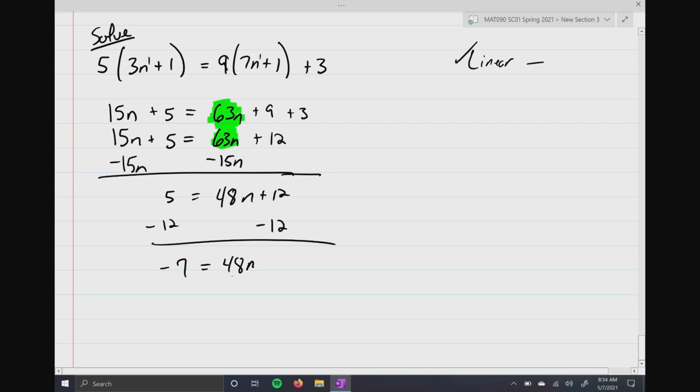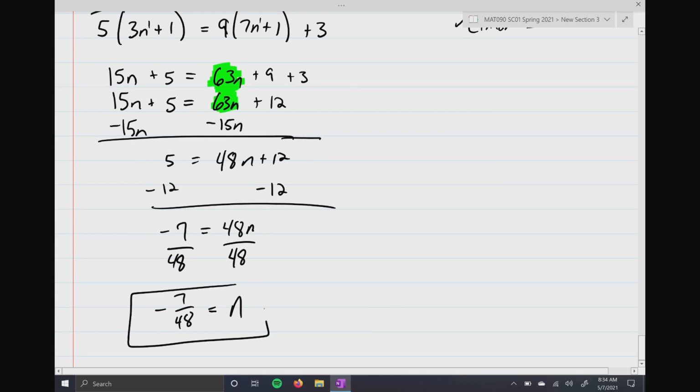And then step 5, I divide both sides by the number in front of the variable, which is called the coefficient. And we get negative 7 over 48 equals n. Okay? Are there any questions there? All right, good. So far, so good, I guess.